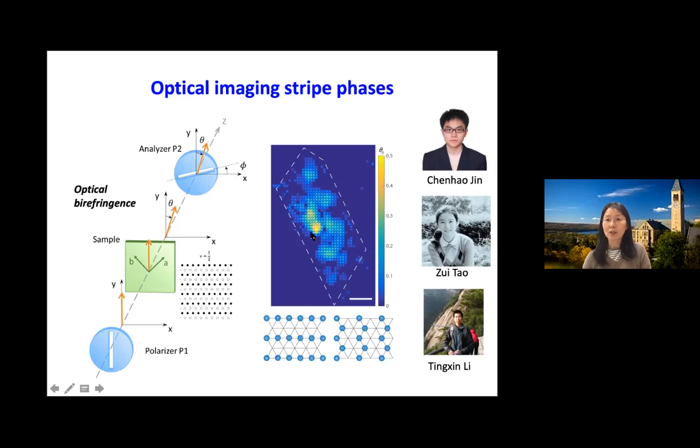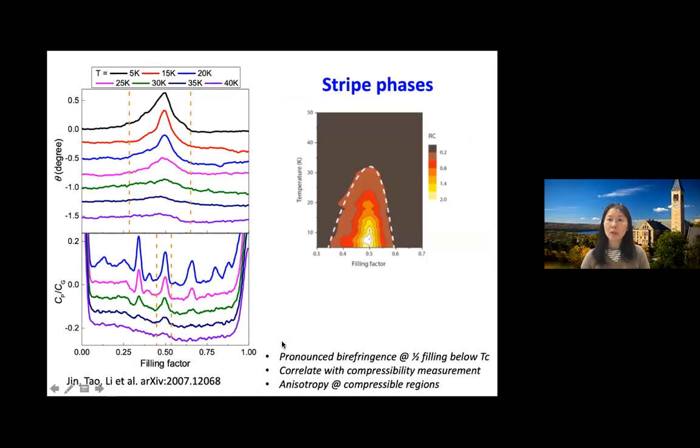And it turns out that a majority of these domains belong to either the configuration like this, or zigzag, armchair or zigzag. And by the way, I mentioned we can determine the crystal orientation. So we can determine the anisotropy direction relative to crystal orientation. And we can look at the temperature dependence and the doping dependence.